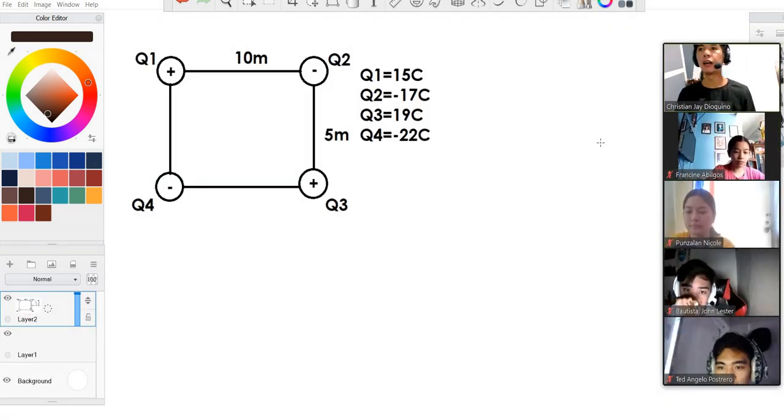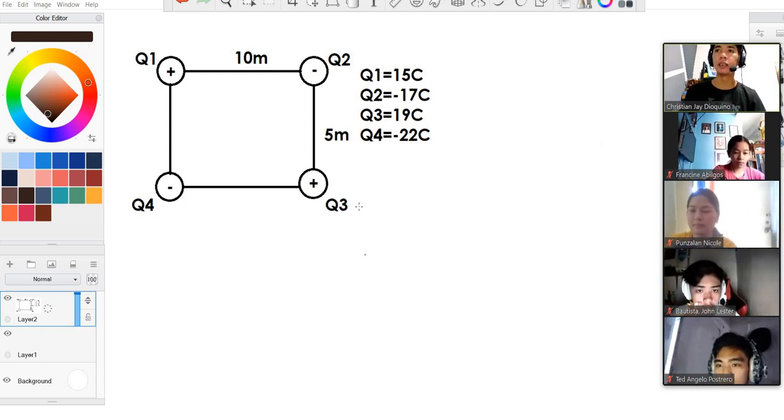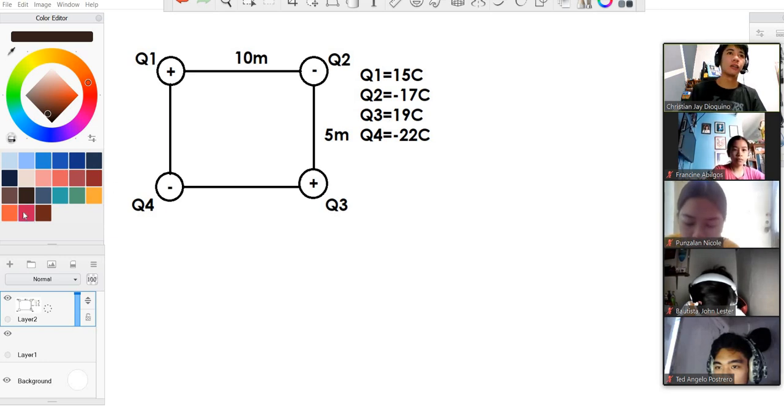Okay, guys. So we have here a rectangle, 10 meters, then 5 meters on the vertical side. Our givens: Q1, Q2, Q3, Q4. Q1 is 15 C. Q2 is negative 17 C. Q3 is positive 19 C. Then Q4 is negative 22 C.